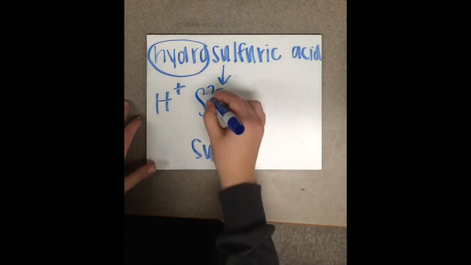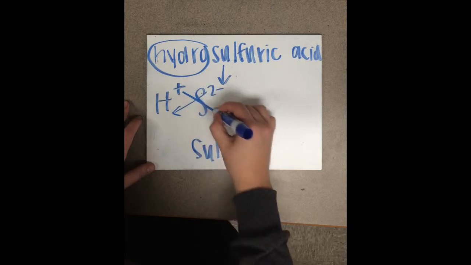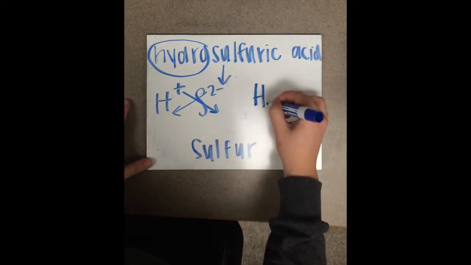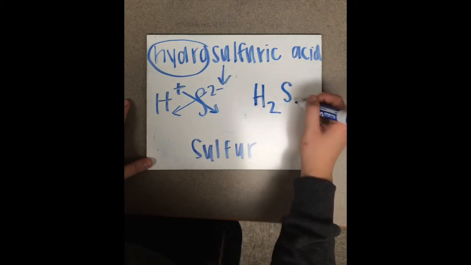Let's say you were working with hydrosulfuric acid and the charges were unequal. What you would do is cross the charge of hydrogen onto sulfur and the charge of sulfur onto hydrogen, creating H2S.